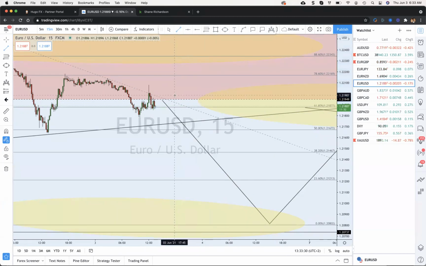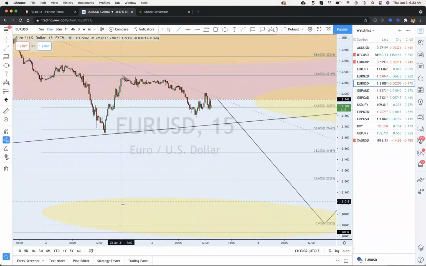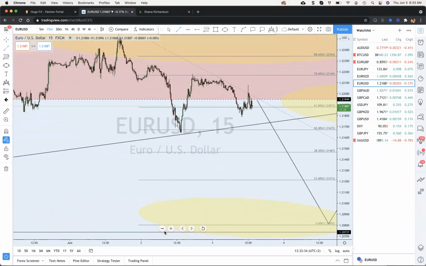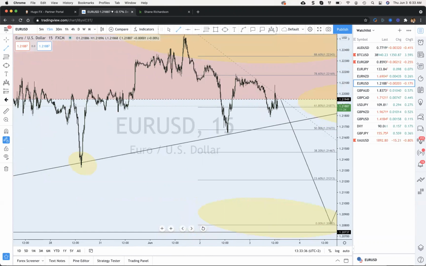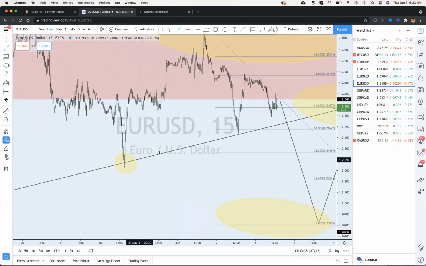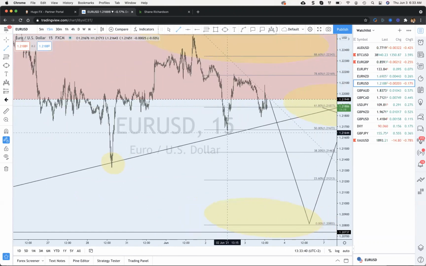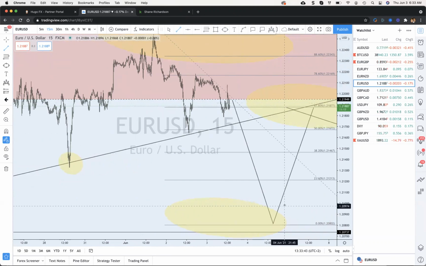NFP, you know what I'm saying? So yeah, you just want to wait for confirmation. It's still in the channel right now, so we need a channel breakout and retest before you sell it long term. And it's a good chance it's going to do that.